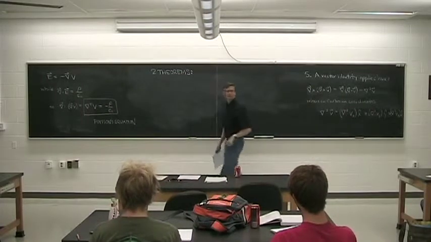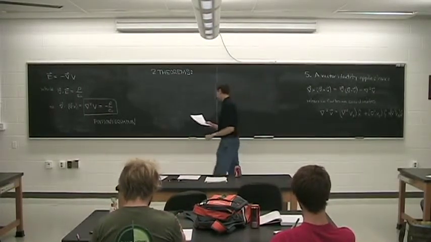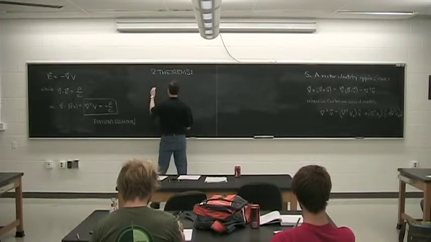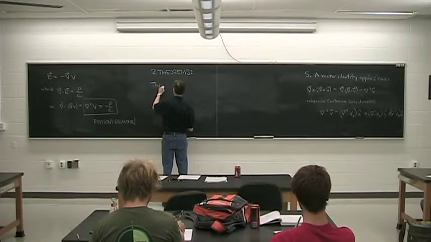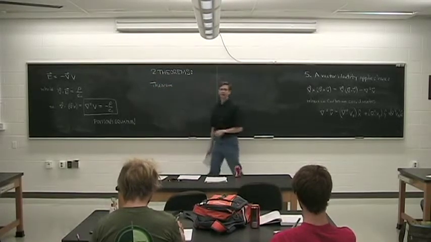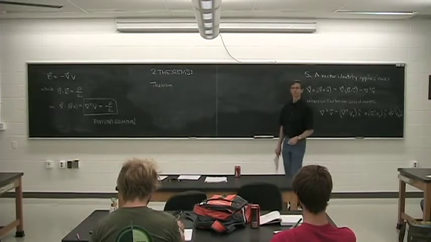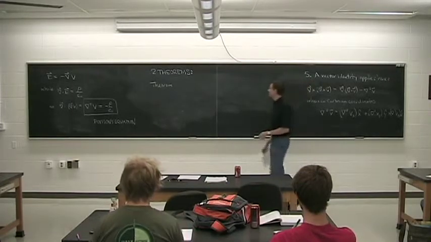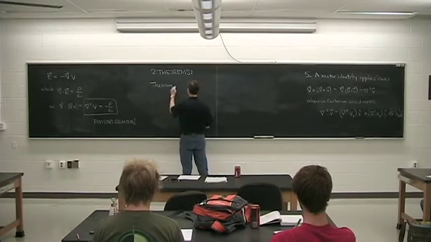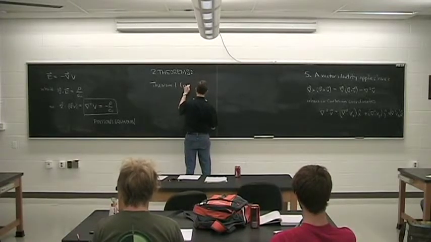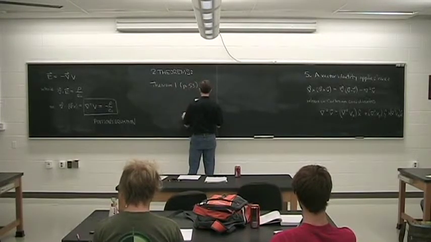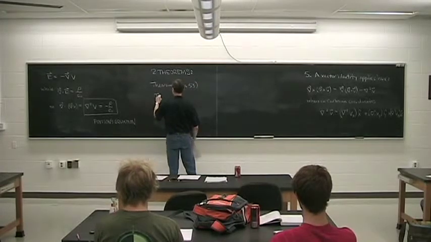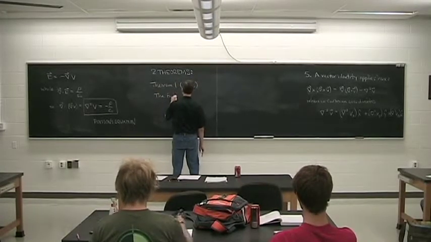Two theorems that are of great significance, and your book gives them the clever names Theorem 1 and Theorem 2. It's like thing 1 and thing 2. So, Theorem 1, this is on page 53 of your book, says the following conditions are all equivalent.